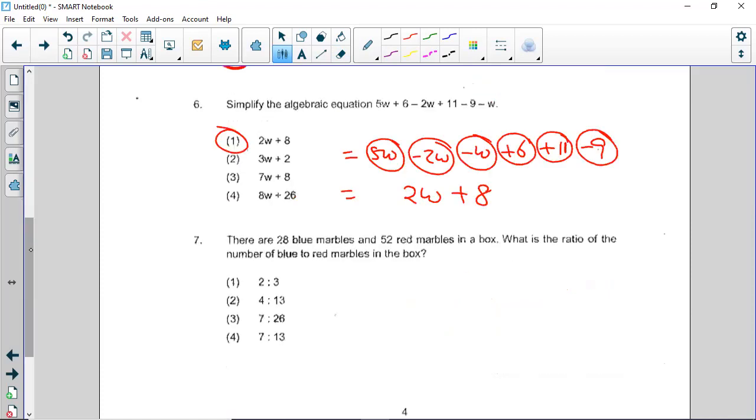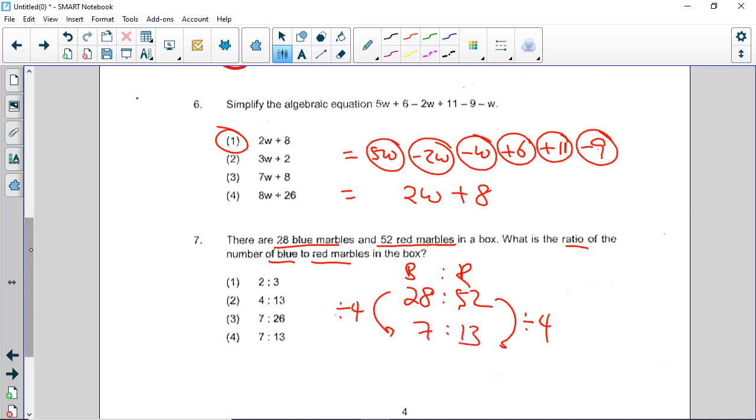Question 7. There are 28 blue marbles and 52 red marbles. So what's the ratio of blue to red? Your ratio starts with blue first, blue to red. So that would be 28 is to 52. Then how to get the simplest form? You divide by 4. Don't divide by 2. Try to divide by something bigger. And you get 7 is to 13. That's your simplest form, which is answer number 4.